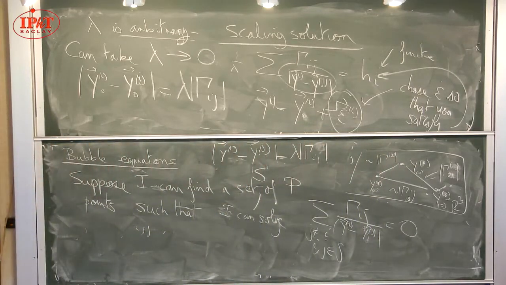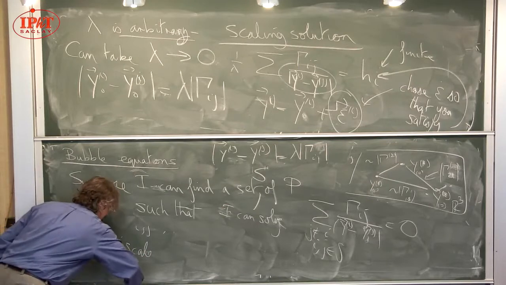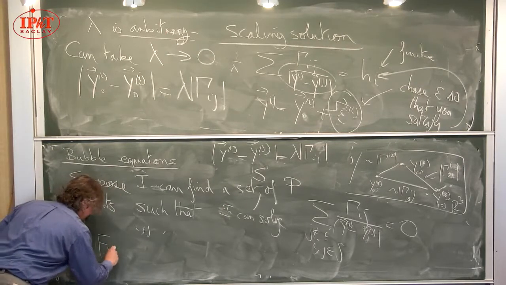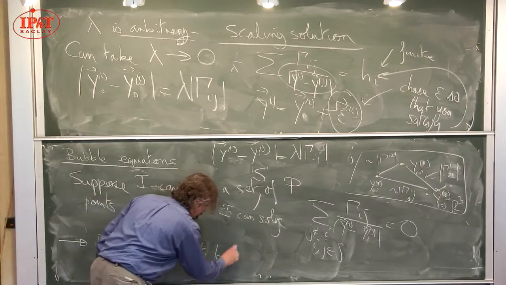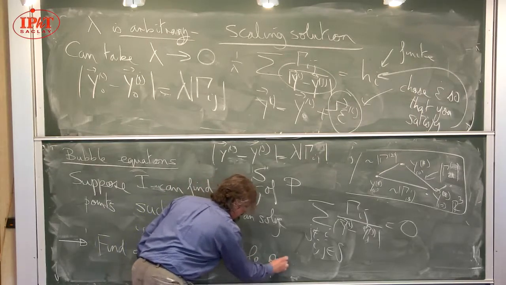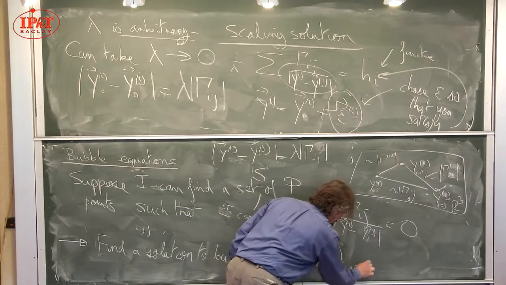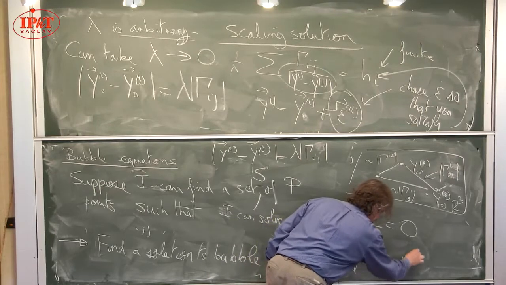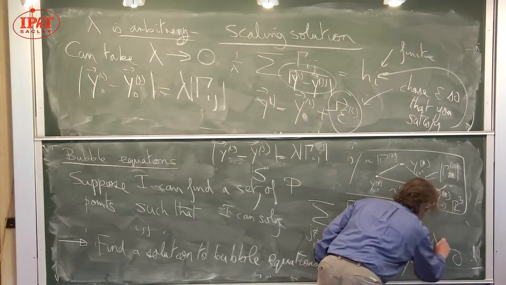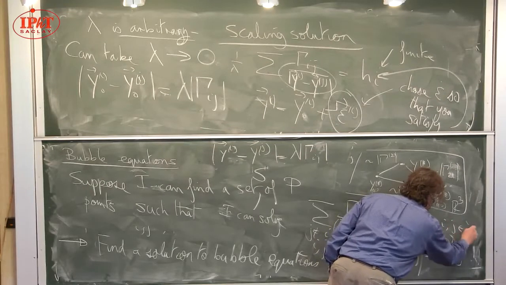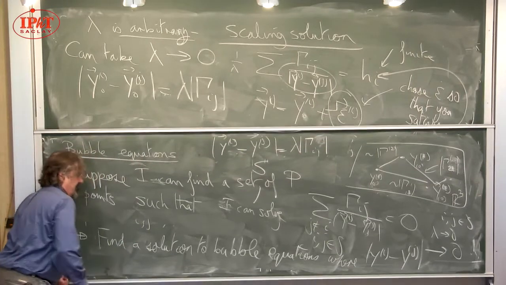I can then make a system, I can actually scale them. I can find a solution to the full bubble equations, the inhomogeneous ones, where these points y_i minus y_j, their magnitude goes to zero as lambda goes to zero, for i and j in S. In other words, I'm just saying this trick I did with the triangle, you can do it with a bunch of points. Okay.